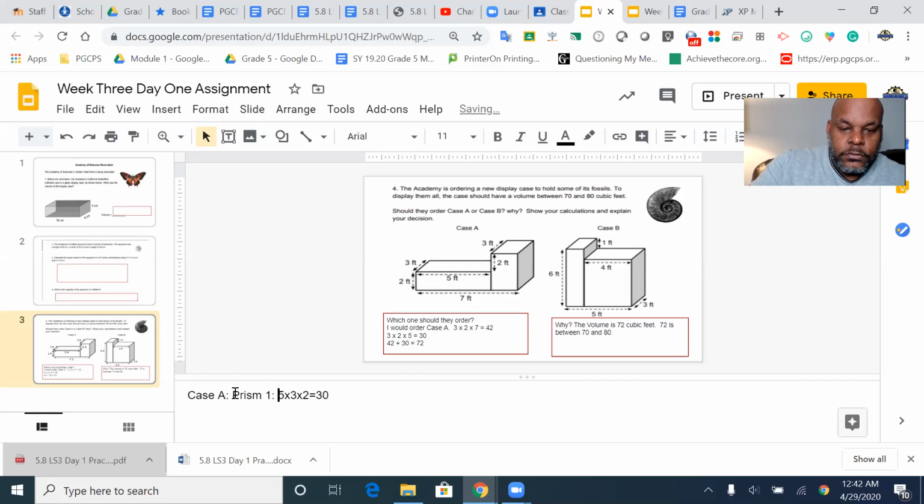All right, Prism 2 is the difference between 5 feet and 7 feet, which is 2 feet, by 4 feet by 3 feet. How'd you get the 4? Well, you get the 2 feet here plus the 2 feet here to give you that total height. So you have 2 times 4 times 3. 2 times 4 times 3 equals what? 24.